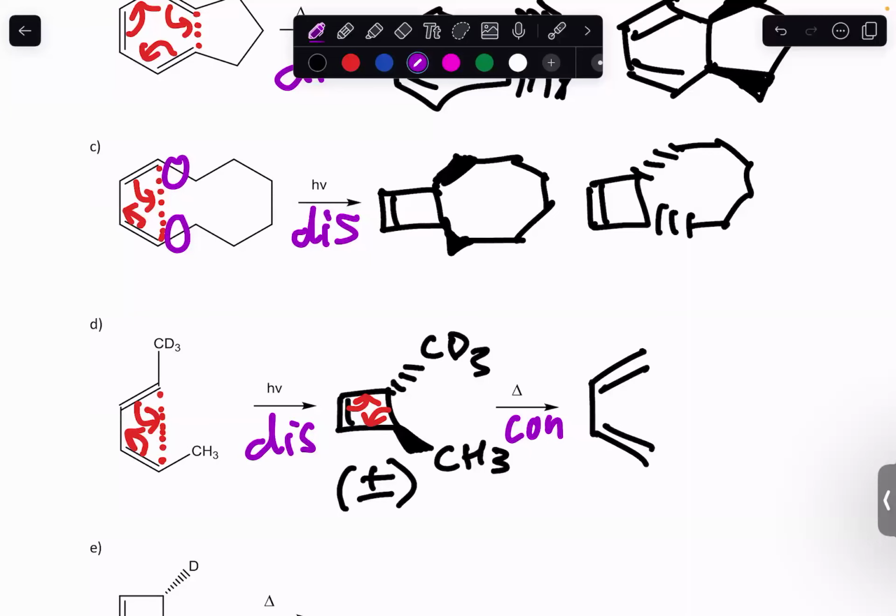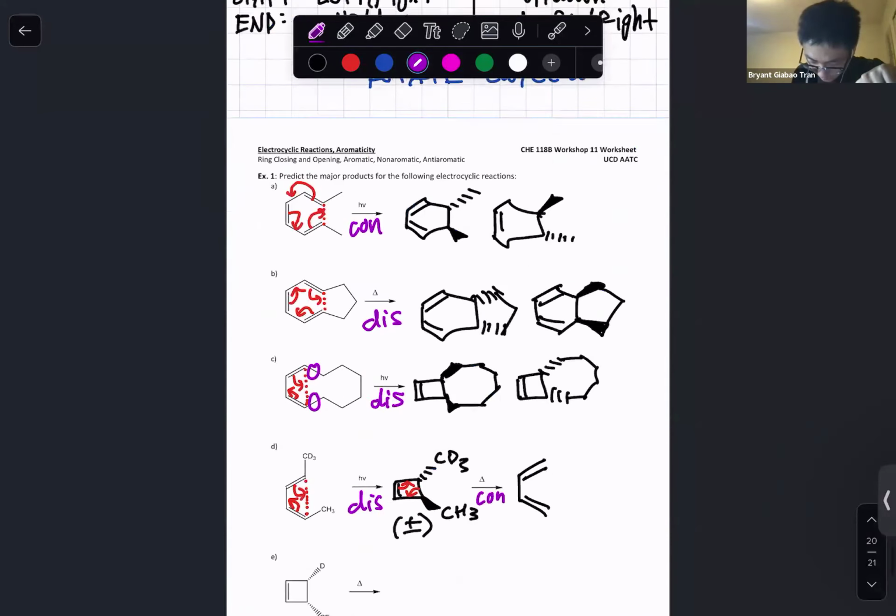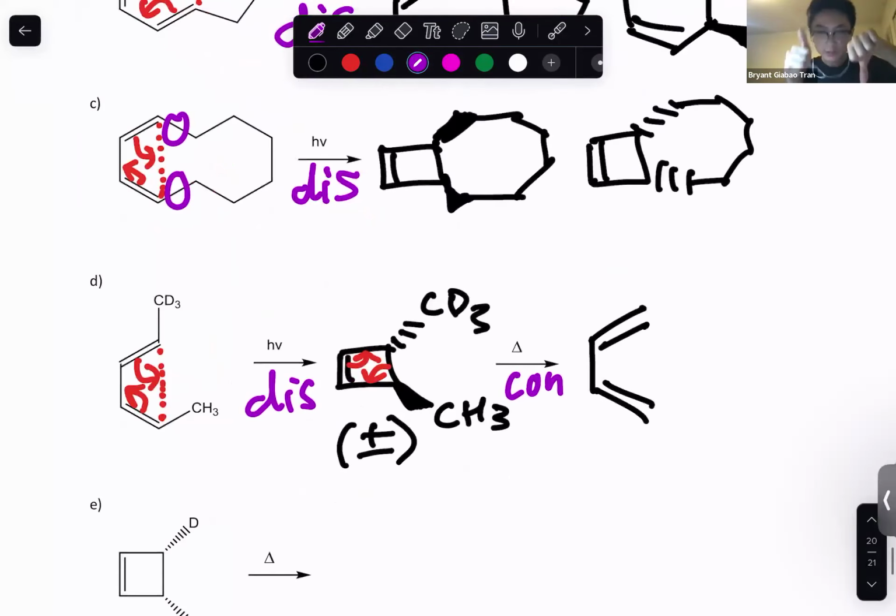So you rotate them both either clockwise or counterclockwise. Wait, let me see here. Did I do this right? Well, they're trans, meaning when one is up, the other is down. This is conrotatory because this is an even pair and we have heat. So I have to rotate them in the same direction. Yeah, same direction. I did it wrong.